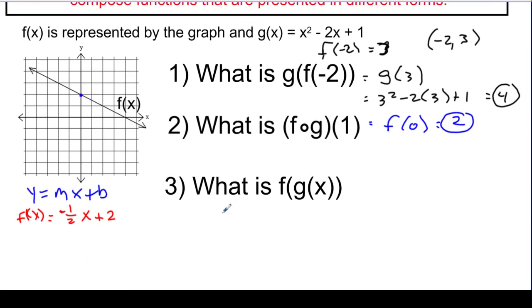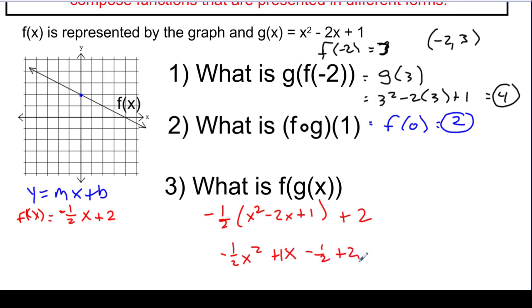So f of g of x is going to be negative 1/2 times this thing, g, x squared minus 2x plus 1, plus 2. Okay, so I took the f function, I plugged in g where x was, and now we're going to simplify this. It looks like if I just distribute, it's going to be negative 1/2 x squared plus x, because this is negative 1/2 times negative 2, which is the 1 that's right there. And the negative 1/2 times 1 is negative 1/2, plus 2.